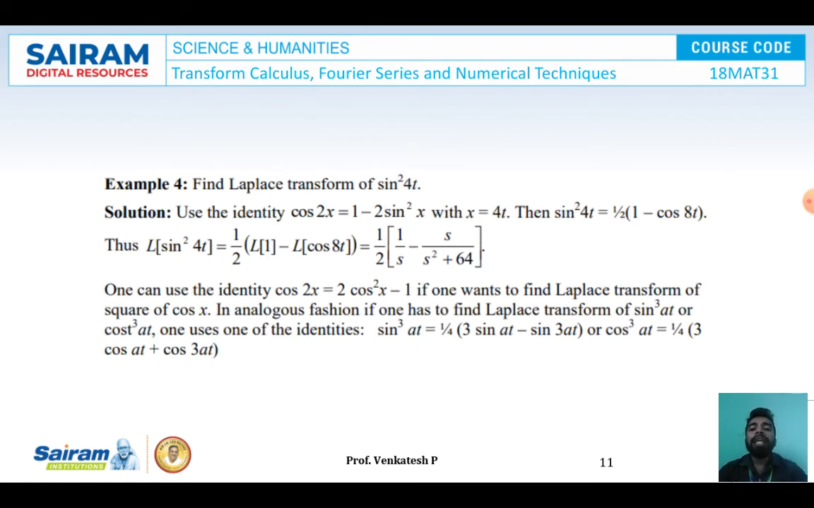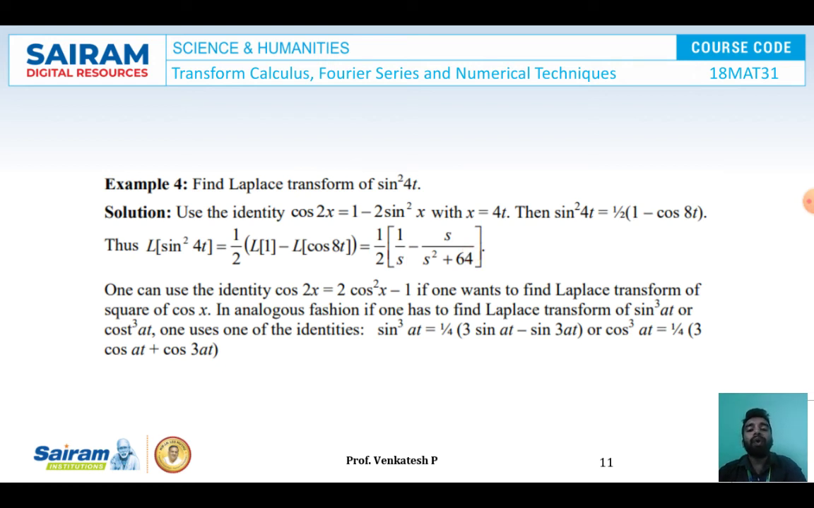Example number 4. Find the Laplace transform of sine square 4t. To expand this, I am going to use the cos 2x formula. Cos 2x is 1 minus 2 sine square x. Now in the place of x I am going to replace 4t. So we get sine square 4t equal to 1 by 2 into 1 minus cos 8t. Now for this function I am going to apply the Laplace transform on both sides. So we get Laplace transform of sine square 4t is equal to 1 by 2 into Laplace transform of 1 minus Laplace transform of cos 8t. Expanding this, we get 1 by 2 into 1 by s minus s by s square plus 64, which is the required solution.